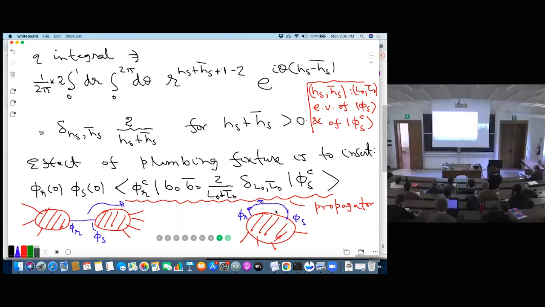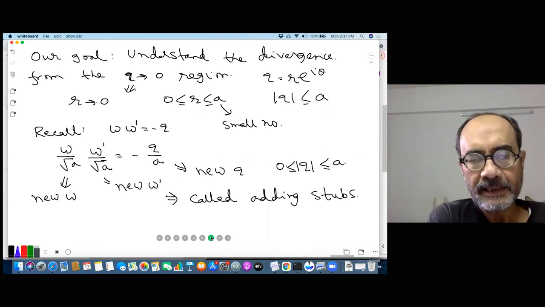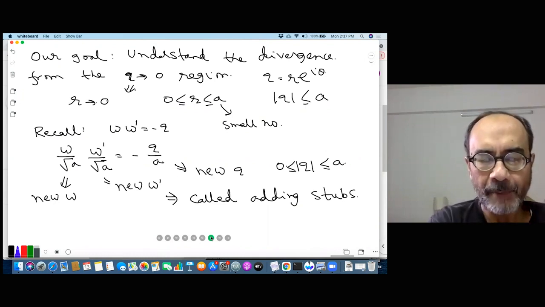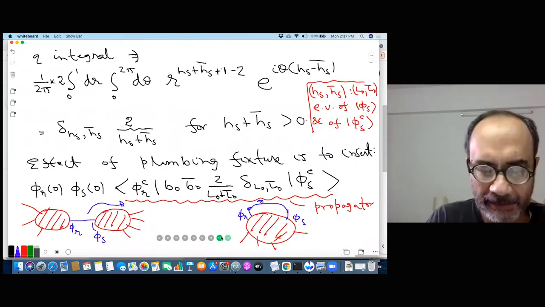I have a question. Sorry, I just wanted to ask if the new Q you evoked when you wanted to understand the origin of the divergence is connected to the regularization of the Schwinger parametrization you do in string field theory. Indeed, it is. Exactly. So this is the Schwinger parameter of string field theory. Okay, thank you.